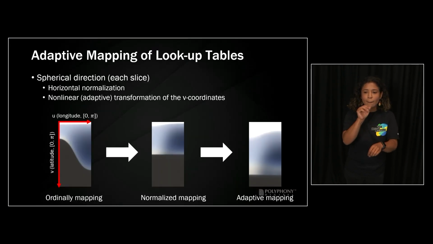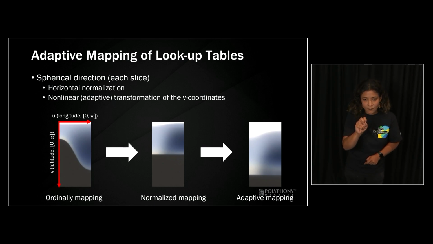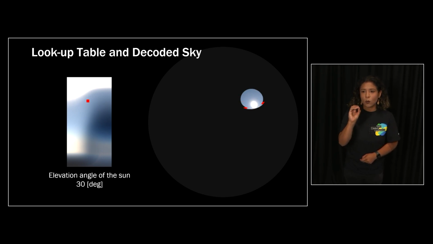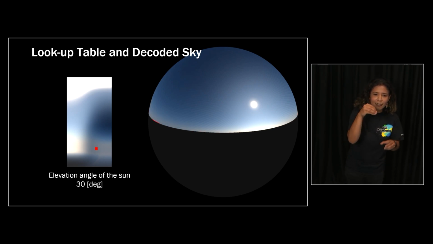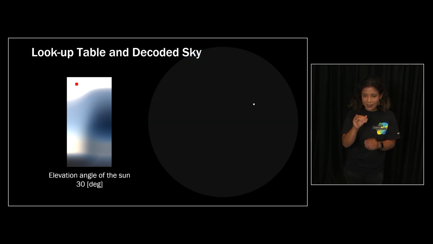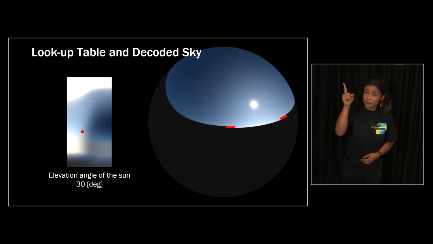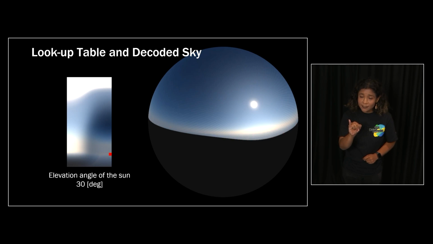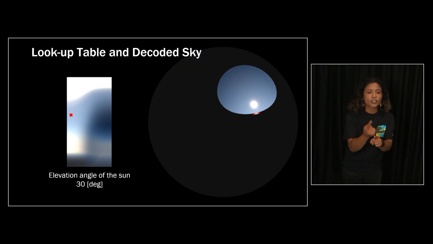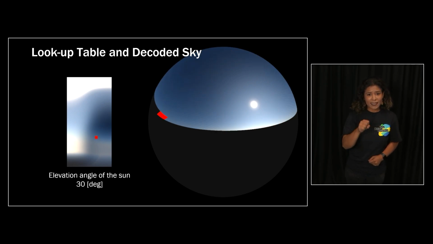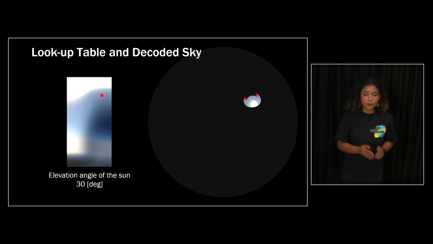Further, we apply a nonlinear adaptive transformation of the V coordinates. This video shows how the lookup table is mapped to the sky and how the sky is decoded. The left image is the lookup table slice, and the right image is the sky decoded. The red areas on the left and right correspond. As you can see, there is more texture density around the sun and near the horizon. Also, the overall mapping is very nonlinear.